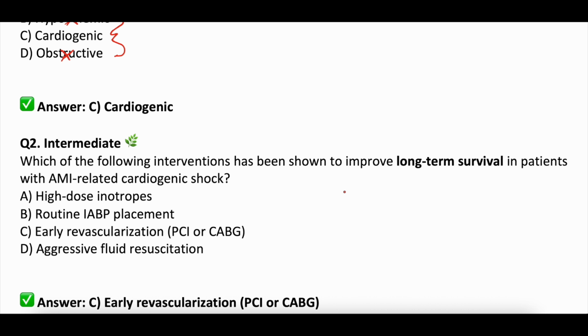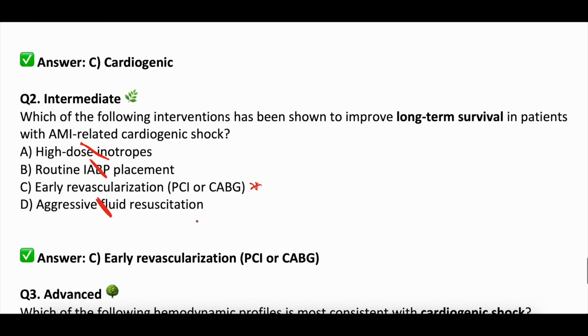So what we talked about is AMI, acute myocardial infarction-related cardiogenic shock, you have to revascularize. That is what helps patients. So giving them high-dose inotropes, making that heart work in overtime, is just going to cause more myocardial muscle injury. Routine intra-aortic balloon pump use, we did mention, although didn't dive into it, that it does not typically improve outcomes. And then you do not want to aggressively fluid resuscitate these patients because they have venous congestion. So you have to fix the underlying lesion, which in this case is early revascularization.